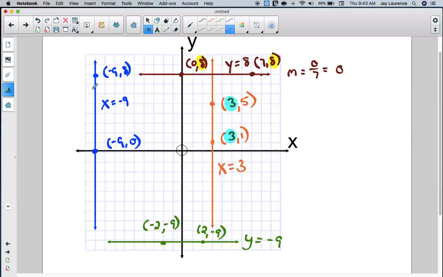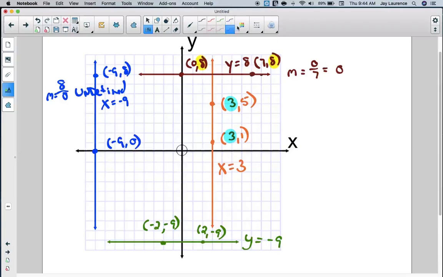The blue one, let's see. I'm going to rise. Looks like I'm rising 8. I'm running 0. 8 divided by 0, that's undefined. You may tell me that there is no slope, or you may tell me that it's undefined. Remember, no slope and 0 slope are not synonyms. 0 slope means it's perfectly level. It's not sloping up or down. Okay, it's sloping 0. No slope means it's a vertical line. It's undefined. You can't do it.